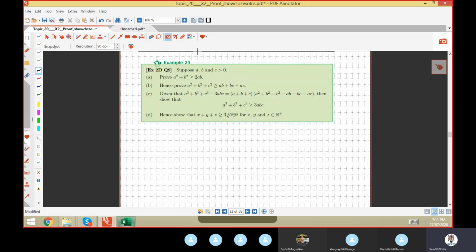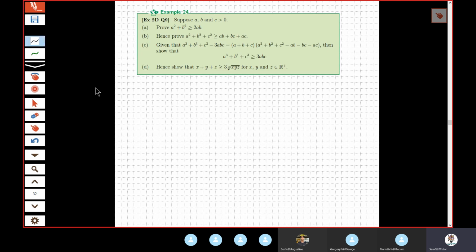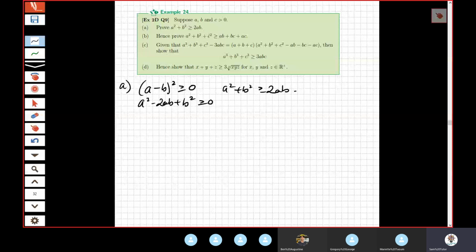Let's try this. Suppose A, B, and C are greater than 0. Prove a squared plus b squared is greater than or equal to 2ab. Again, I'm sure we know what to do there. You start off with a minus b squared is greater than or equal to 0. And then expand. And therefore you proved a squared plus b squared is greater than or equal to 2ab. Right? A squared plus b squared greater than or equal to 2 times a times b.